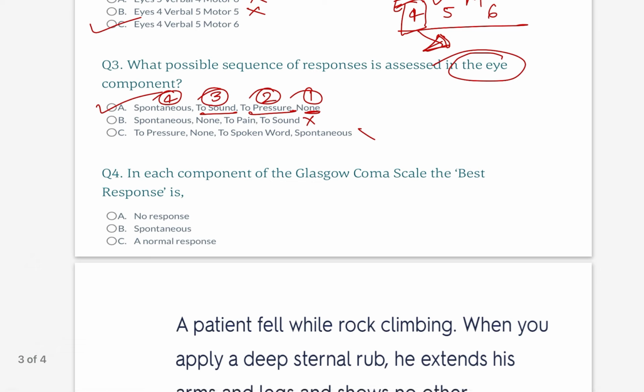In each component of the Glasgow Coma Scale, the best response is. So what is the best response? No response means 0, right? No response, the patient is already dead. So no.